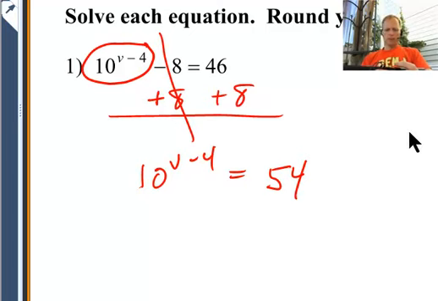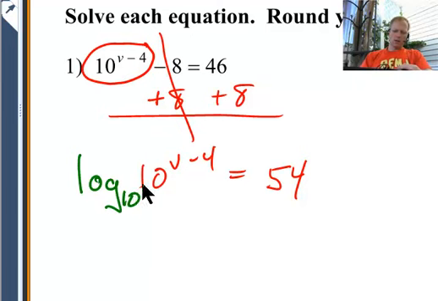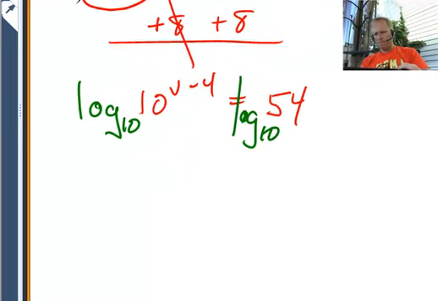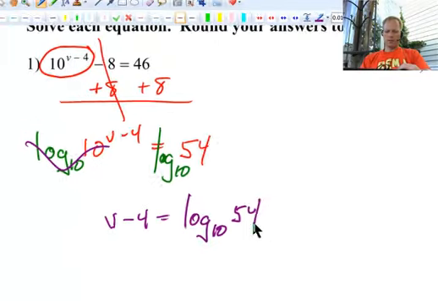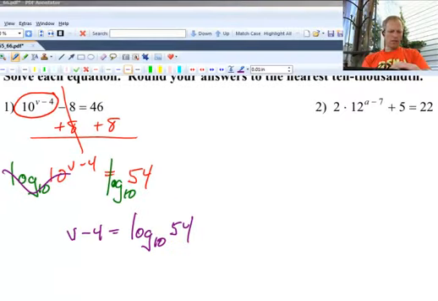Now I'm ready for the key step, which is taking the log of both sides with a base equal to the base in the term in your equation. So I'm going to do log base 10 here, and I'm going to do log base 10 there, and as a result these are going to drop out, and I'm going to be left with v minus 4 equals log base 10 of 54, which I can evaluate using my calculator. So let's see what I get.